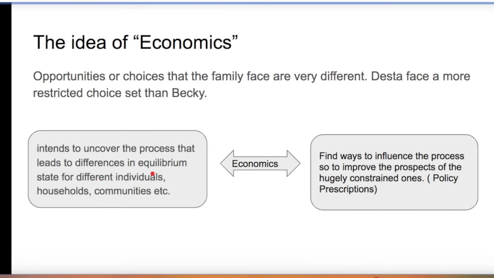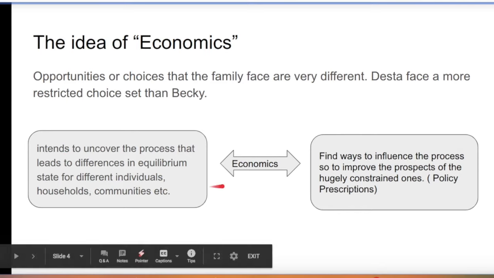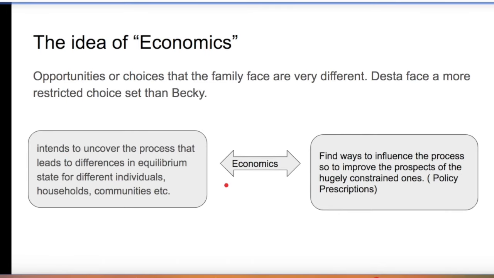So it is important, this step of uncovering the processes that have led to such differences, is important to analyze, is important to identify. So that is the topic for today's class, that we are going to talk about the factors, talk about the reasons that have led to the differences in these two lives. Okay.